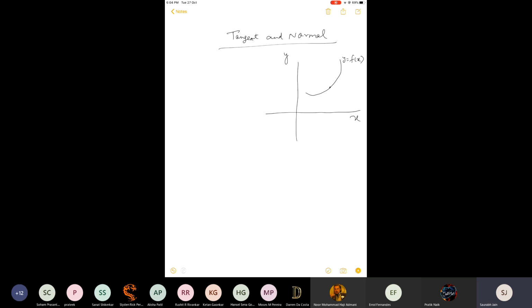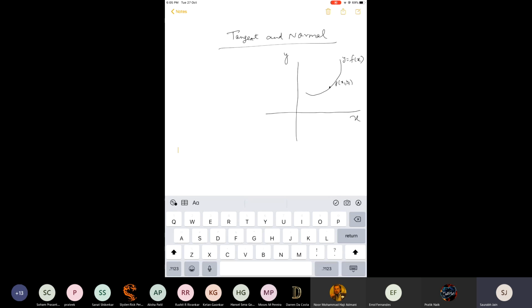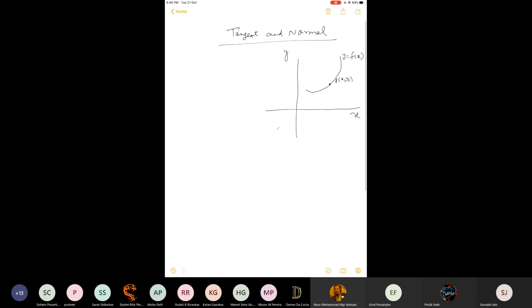So let us say there is a point P on a differentiable curve. I have drawn some random curve y equals f(x). It is continuous and differentiable. Let us say we have a point P (x1, y1) on this curve, and suppose I draw a tangent. Two questions can be asked on this. One is, what is the slope of this tangent? That is very easy to calculate. That is dy by dx, and then you put x1, y1 in place of x and y.